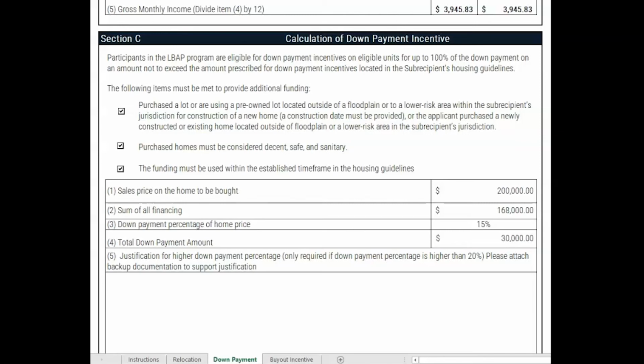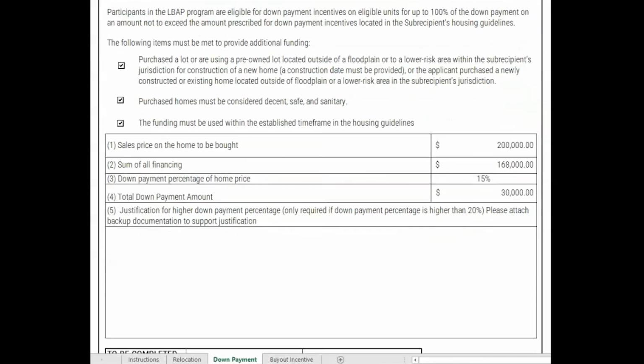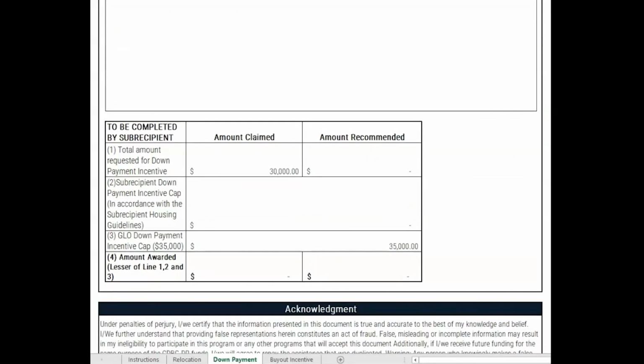Then, in the To Be Completed by Subrecipient table, the subrecipient should input the amount recommended based on eligibility of the requested amount. The subrecipient should input the cap for down payment assistance incentives as it is listed in their program housing guidelines. The form will then auto-calculate the amount of down payment assistance that can be awarded based on the eligible amounts and the cap.